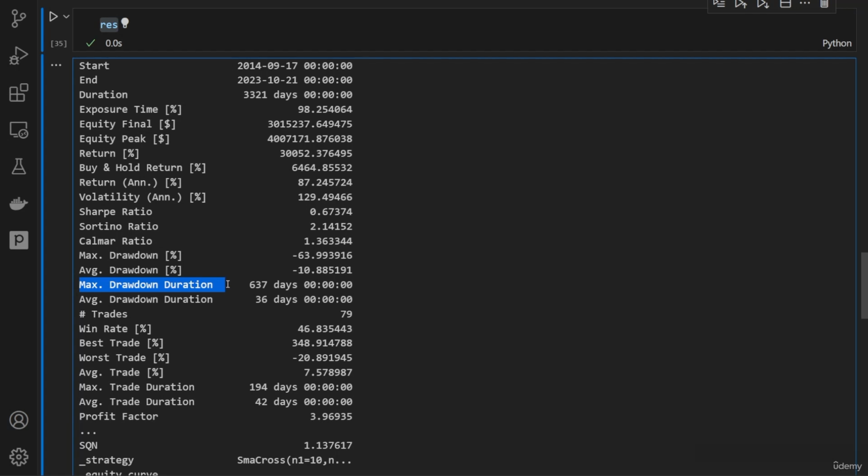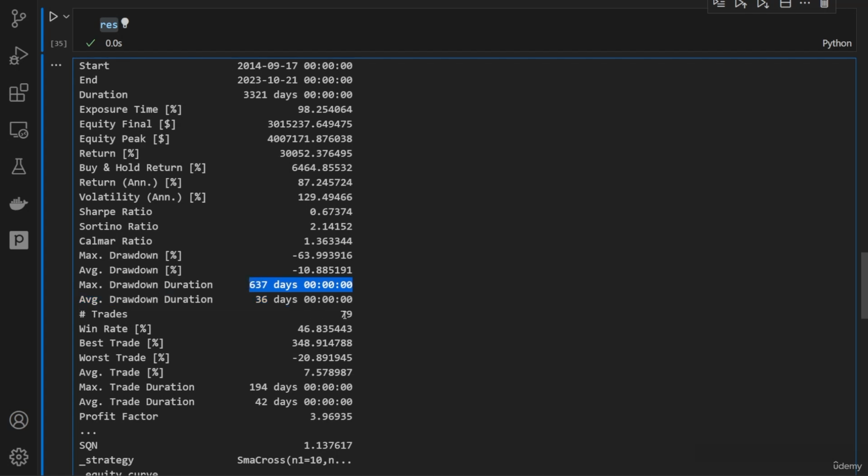The maximum drawdown duration is 637 days. So we dived into a drawdown for almost 2 years. This is a bad strategy, I think. And then the average drawdown duration is 36 days. This is not bad. We could have a bad month.